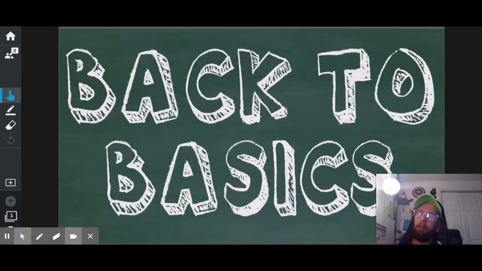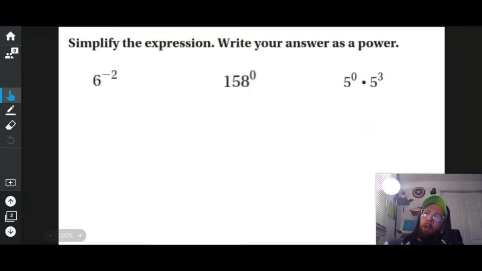The basics again. Let's get started on negative exponents. What's a negative exponent? A negative exponent simply means that whatever side of the fraction bar it's on, you move it to the other side. So let's take a look at this first one.